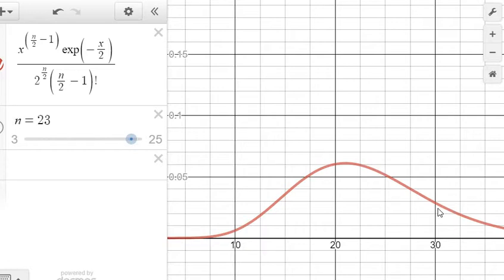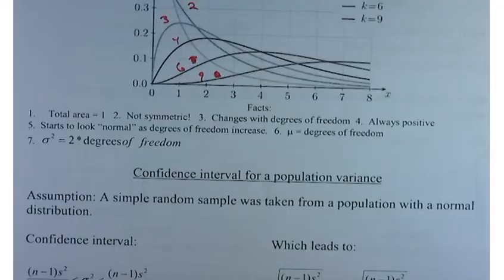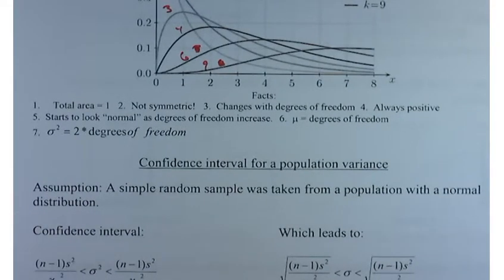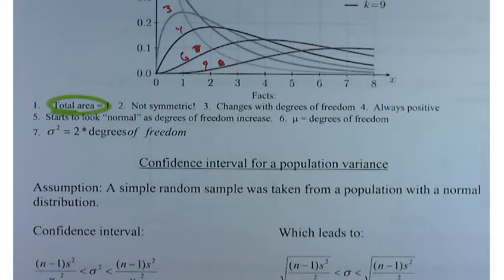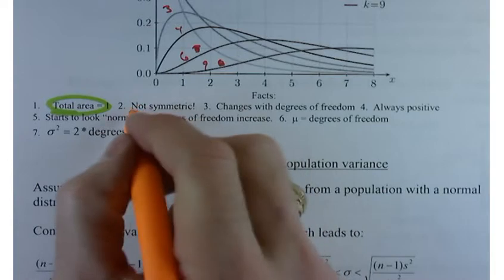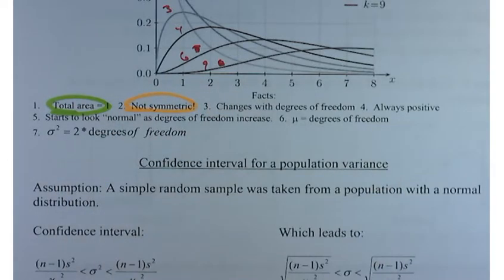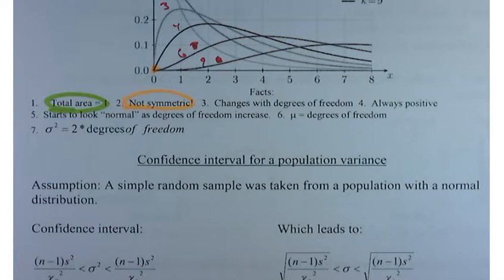So a few of the fun facts we should know about the chi-square distribution. Actually, we don't need to know all of them, but certainly the first one that's true about all our distributions is that the total area is 1. Total area underneath that curve is 1. It's not symmetric, so that's unlike our t distribution and our z distribution. Those are both symmetric. In fact, this one doesn't even go below 0. So it starts at 0 and then increases from there. Like the t distribution, it changes with degrees of freedom. And after a while, it starts to have a normal look.